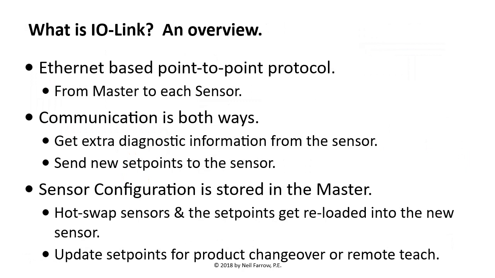To summarize what we've talked about so far, IO-Link is Ethernet-based, point-to-point, from the master to each sensor, and the communication goes both ways. So you can send set points down to the sensor, and you get process data and diagnostic information back from the sensor. And we haven't talked about this, the sensor configuration gets stored in the master. So if you run a forklift through your sensor and you replace it with the identical model, the master will see it's new and will load the configuration back into that sensor, really minimizing your downtime.